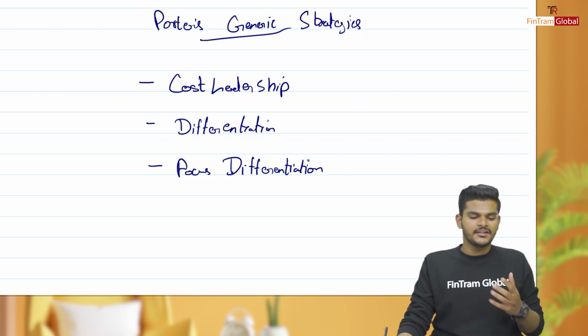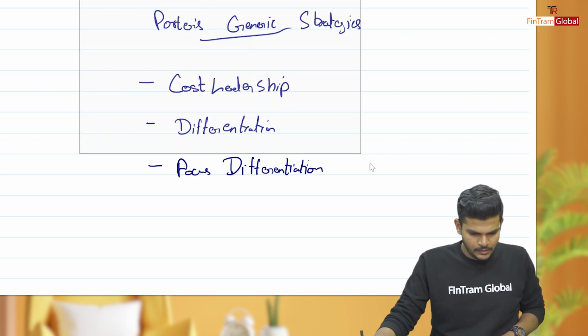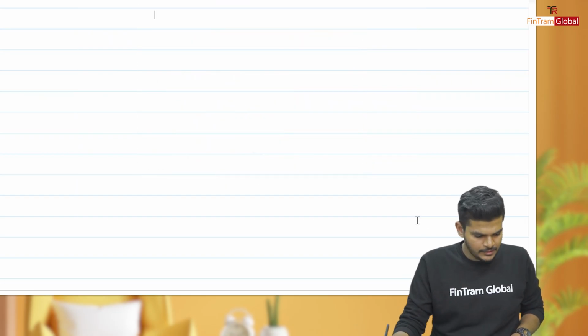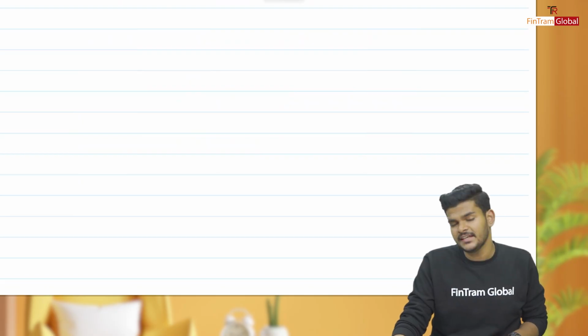So these are the generic strategies that Porter has. Now, that's basically all about this one. Another point that we will be covering would be regarding the CSFs and KPIs.